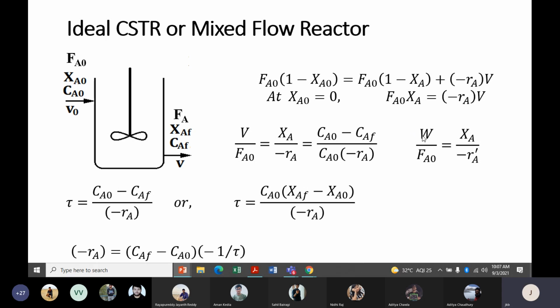So left hand side W will come in the mole balance, right? That is, in the mole balance, replace V by W and replace RA by RA prime.